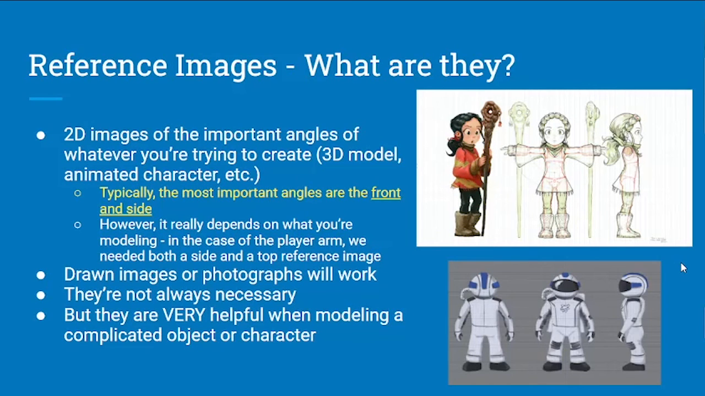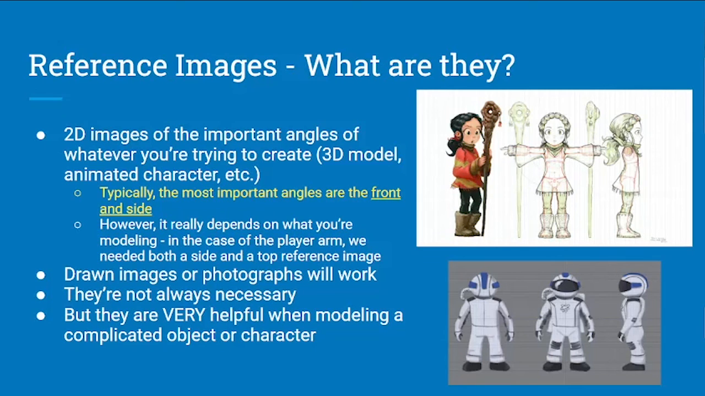Okay, so what are reference images? It's hard to wrap your brain around what a reference image is used for without thinking of a 3D model, because that's typically what they're used for, unless it's for 2D animation and you're needing to see multiple angles of the character. You want to make sure everything stays consistent. So the 2D reference images are 2D images of all the important angles of whatever you're trying to create, whether it's that 3D model or an animated character.